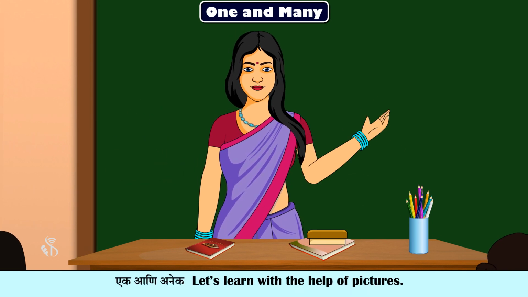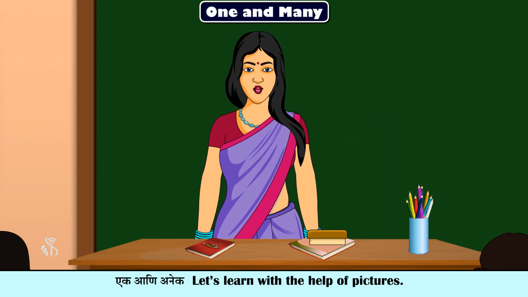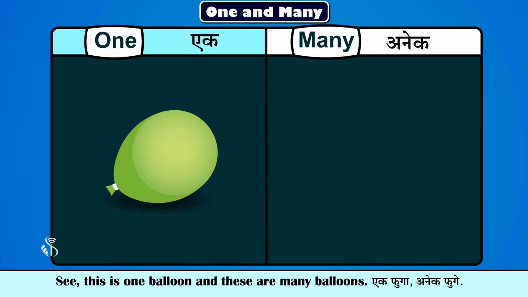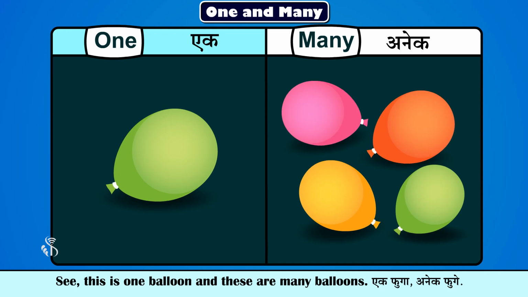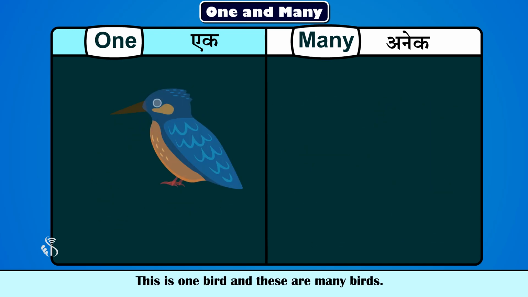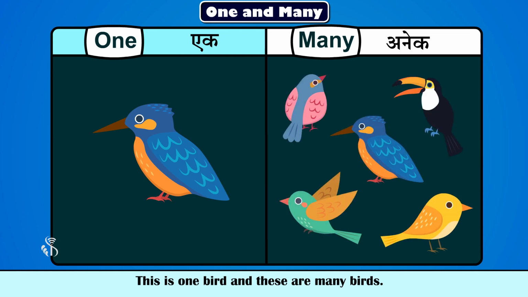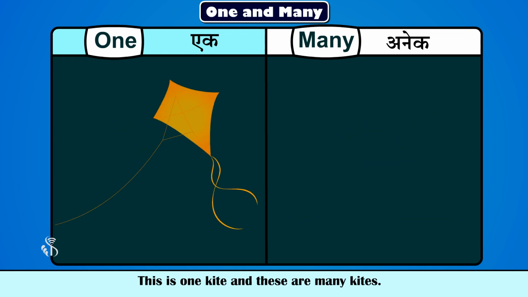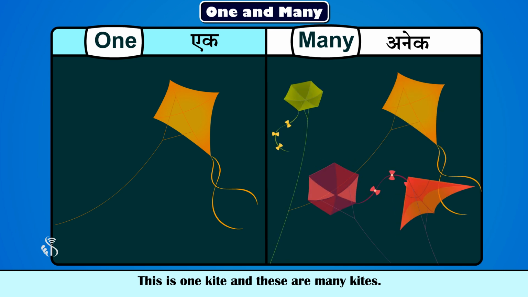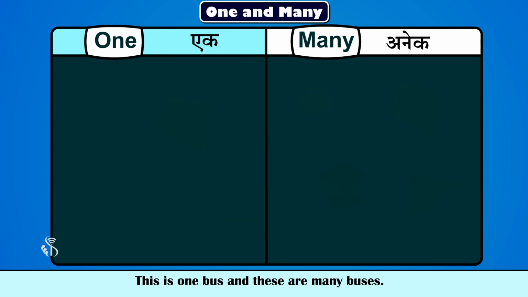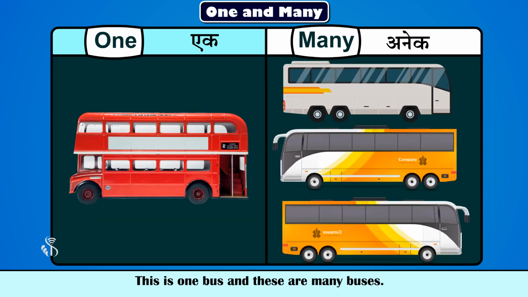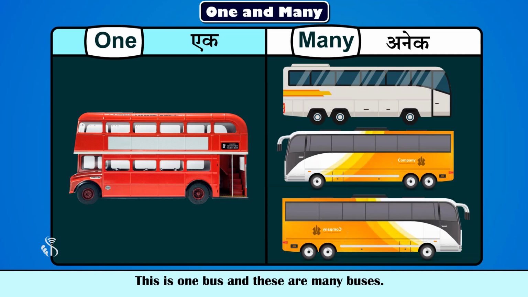एक आणि अनेक. Let's learn with the help of pictures. See, this is one balloon and these are many balloons. एक फुगा, अनेक फुगे. This is one bird and these are many birds. This is one kite and these are many kites. This is one bus and these are many buses.